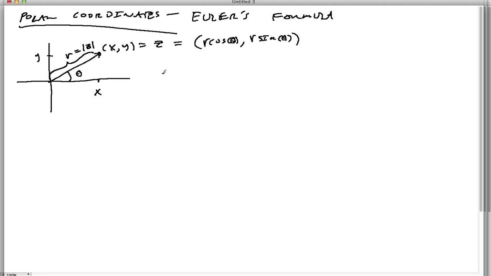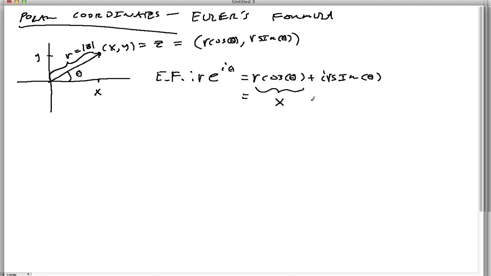Okay, remember Euler's formula. I'll call it EF. Euler's formula states that e to the i theta is equal to cosine theta plus i sine theta. Of course, if I multiply everything by r, we can see clearly that that is x, plus i, and that's my y.